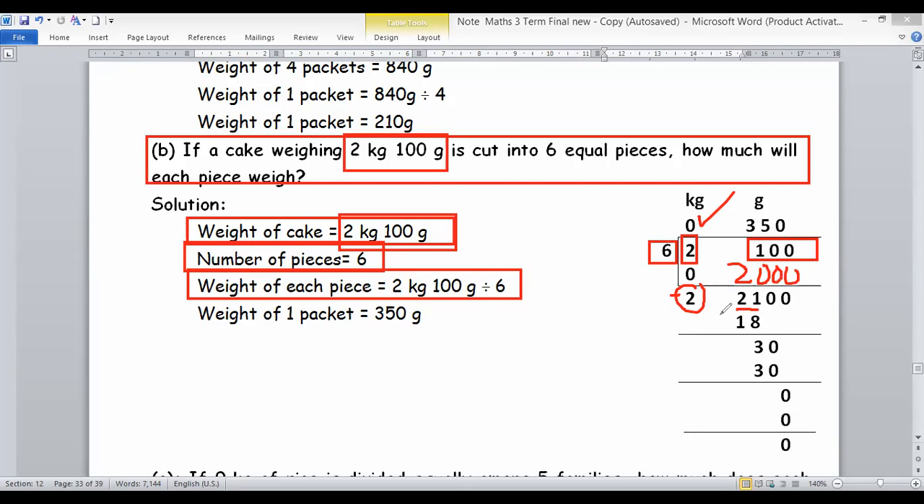6 threes are 18. 21 minus 18 is 3, and shift this 0. You get 30. 6 fives are 30, and 30 minus 30 is 0. And after that, 1 0 is remaining. Therefore, you must divide. Put this 0 down, and after that 6 0s are 0, and 0 minus 0 is 0. So we get here 0 kilogram and 350 grams. No need to write 0 kilogram, just write 350 gram.